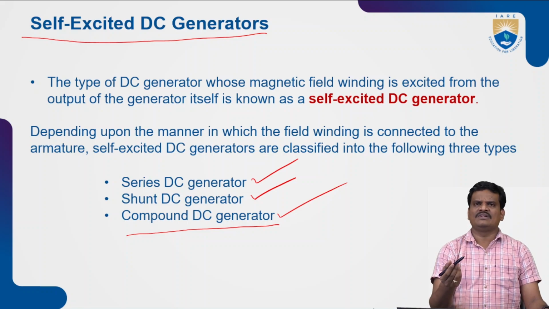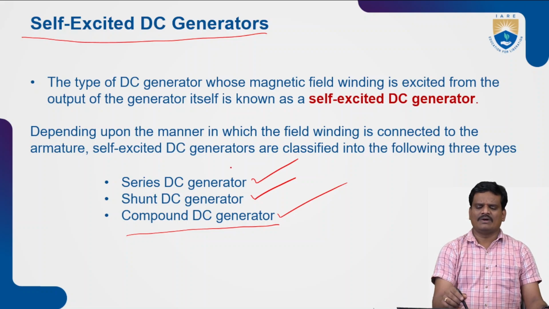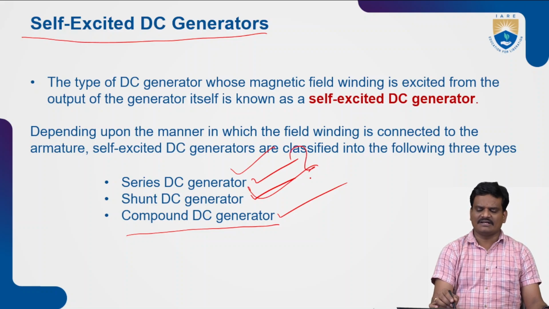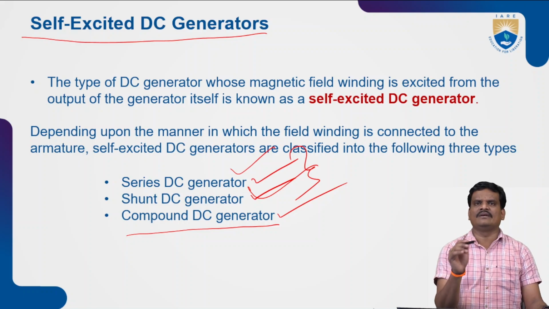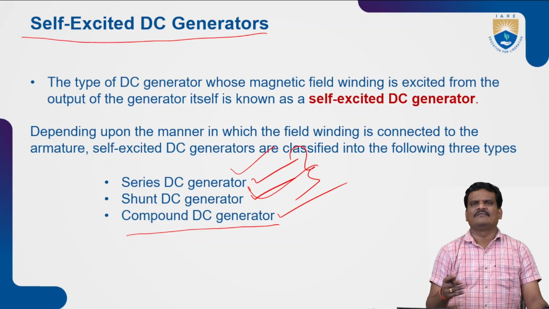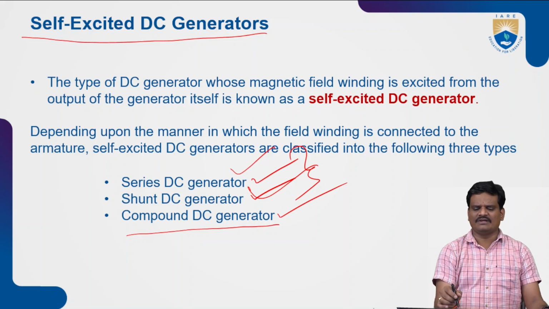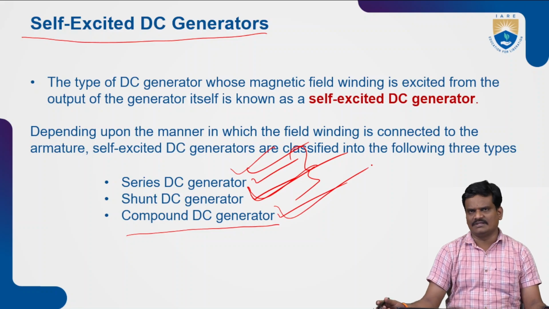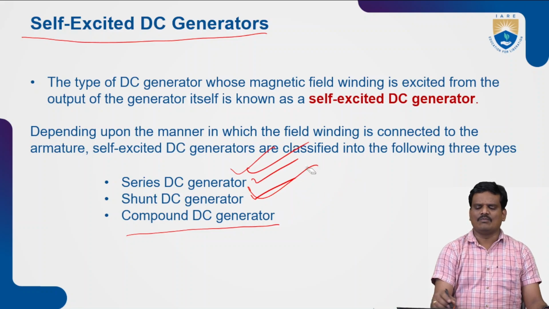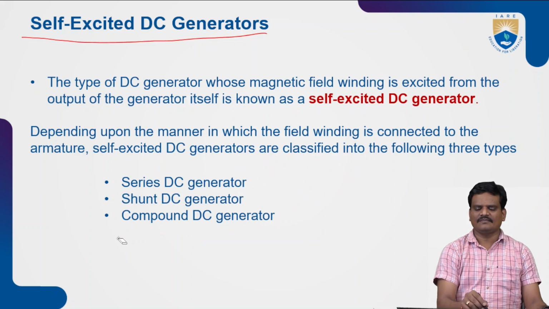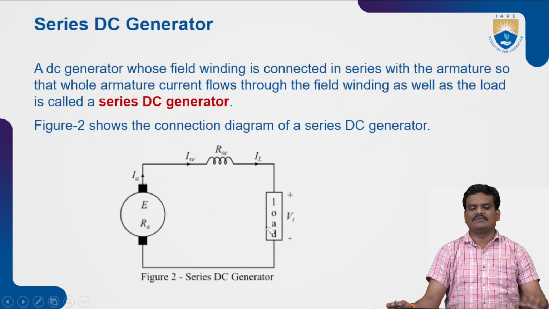We will go step by step: what a series DC generator is, what a shunt DC generator is, what their connection diagrams are, and what mathematical expressions are involved, such as the shunt armature current and the field current. We will discuss all those expressions when discussing the DC series generator, shunt generator, as well as the compound generator. Coming to the next slide.